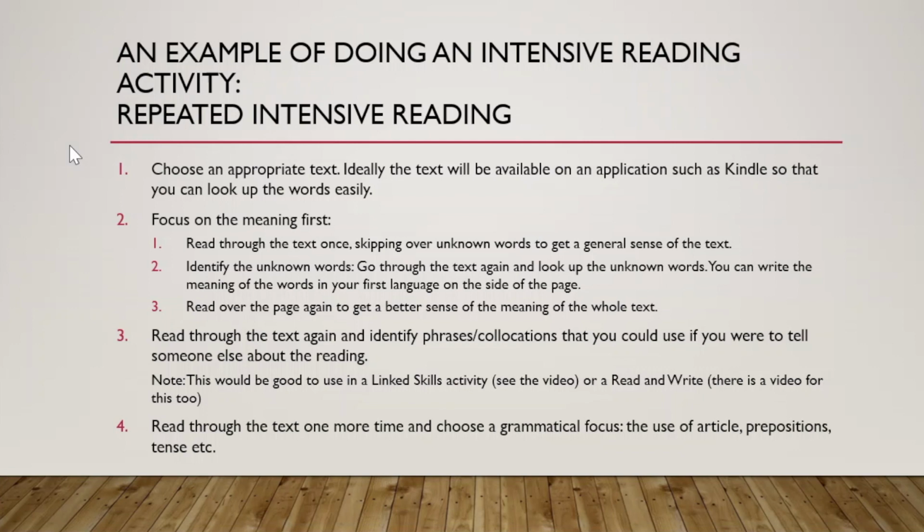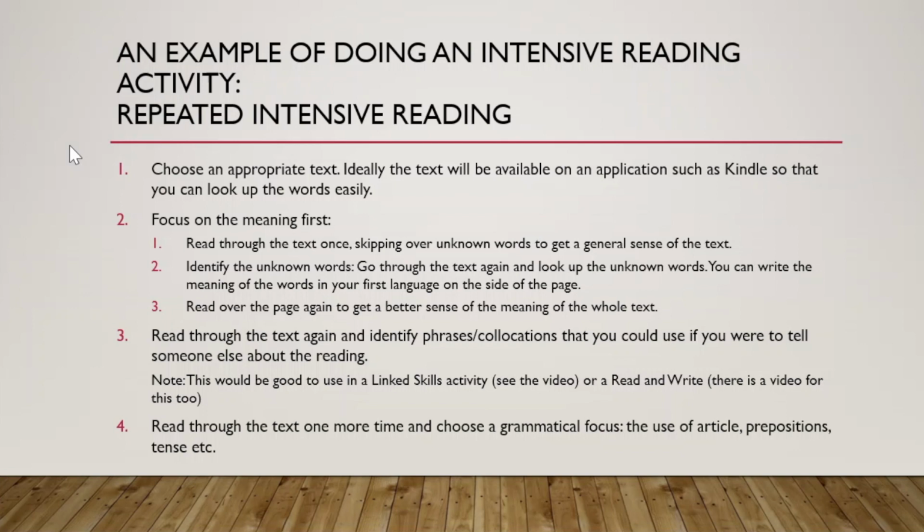Step 3 of stage 2, read over the page again to get a better sense of the meaning of the whole text. So we read the text once, then we go through it a second time, identifying and looking up words, then we read through it again with those known words now. We should have a pretty good understanding of the whole text. Now, we've just exploited that text for meaning of content words. So now let's explore the text for a bit more.